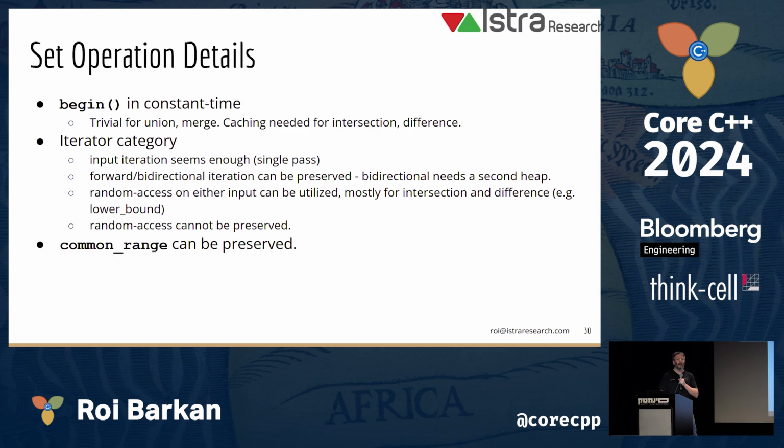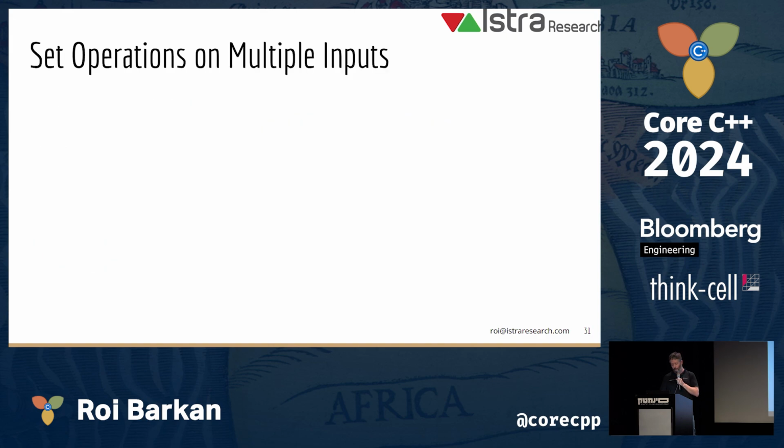If the inputs are common ranges, all the inputs are common ranges of the same type, then this adapter can also be a common range. And only the merge operation can preserve the sized property of the input ranges, because for intersection, union, and set difference, their size is different from the sizes of the inputs, and I cannot know it in advance in constant time without doing comparisons, but the merge keeps the exact size as the total of its inputs.